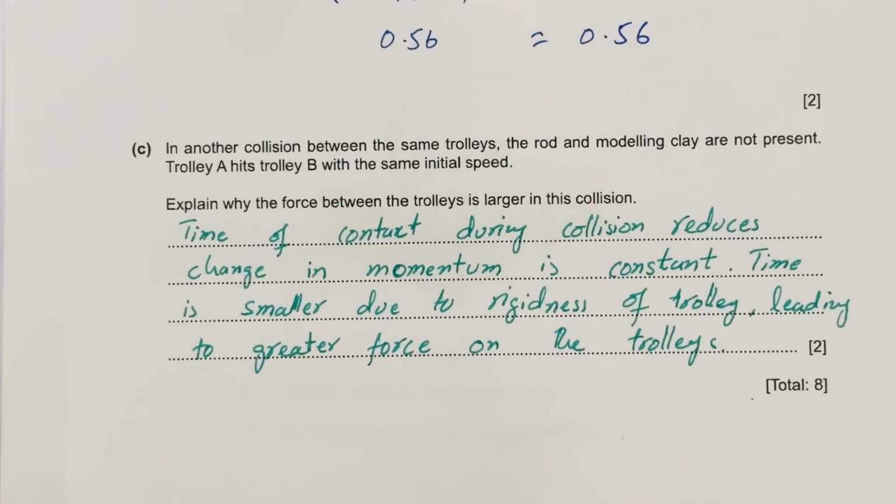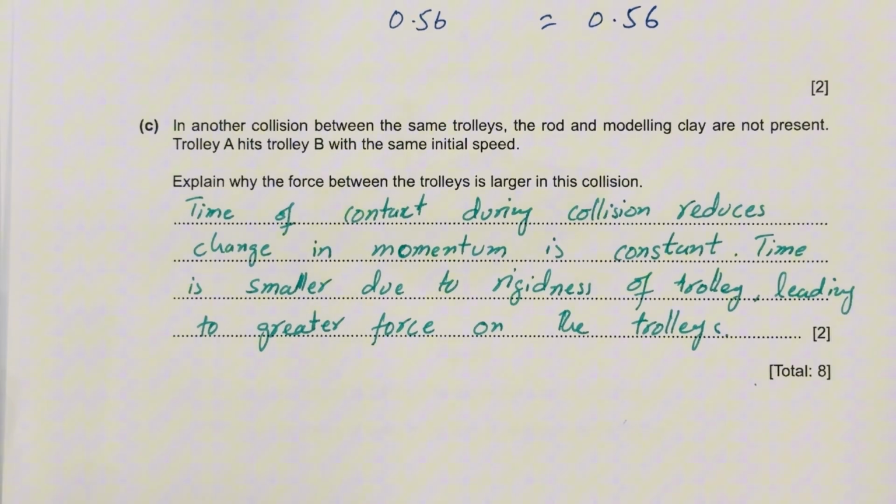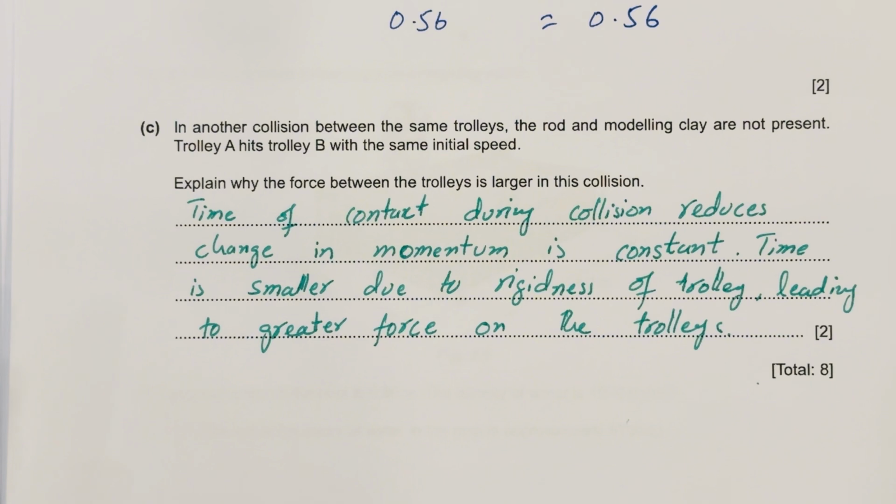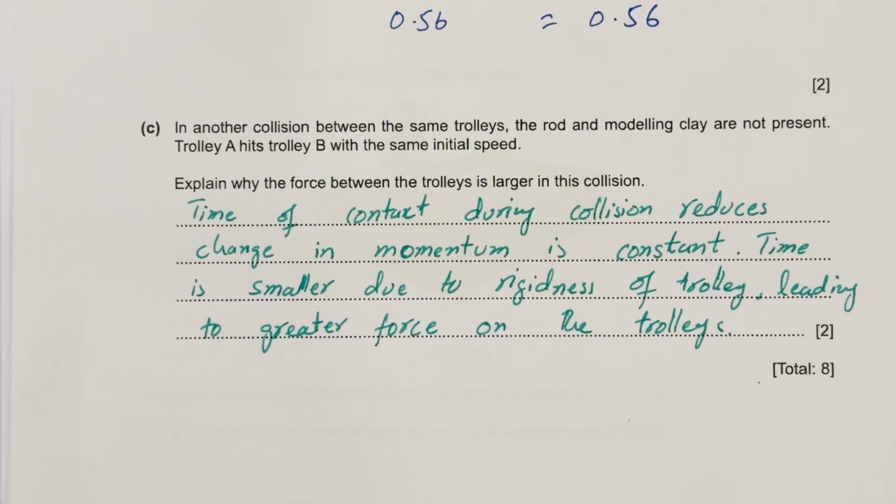Moving to its C part: in another collision between the same trolleys, the rod and modeling clay are not present. Trolley A hits trolley B at the same initial speed. Explain why the force between the trolleys is larger in the collision. Okay, it is taking another scenario, where the rod and modeling clay are not present, and trolley A hits trolley B with the same initial speed.